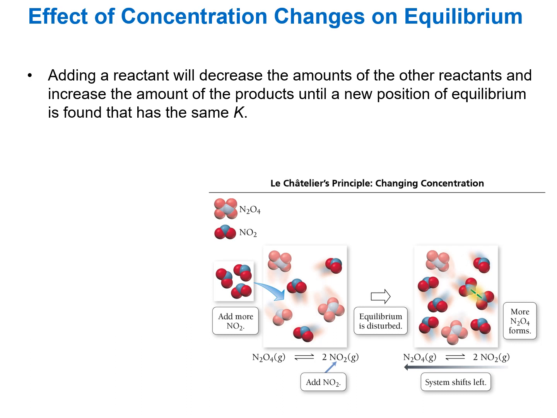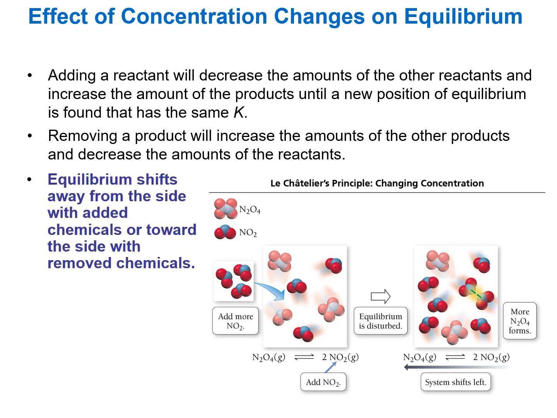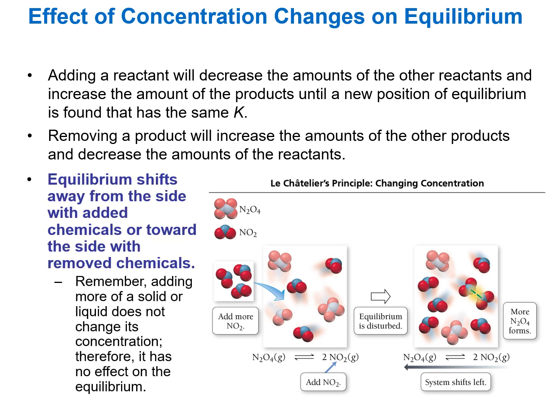So as we've seen, adding a reactant will decrease the amounts of the other reactants, and it will increase the amount of the products until a new position of equilibrium is found with the same equilibrium constant. Now, removing a product will increase the amounts of the other products, and it will decrease the amounts of the reactants. So hopefully that makes a little bit of sense. So overall, we can conclude then that equilibrium shifts away from the side with the added chemicals or towards the side with the chemicals removed.